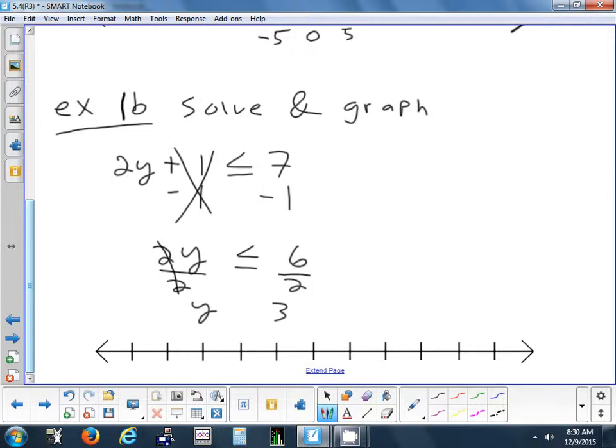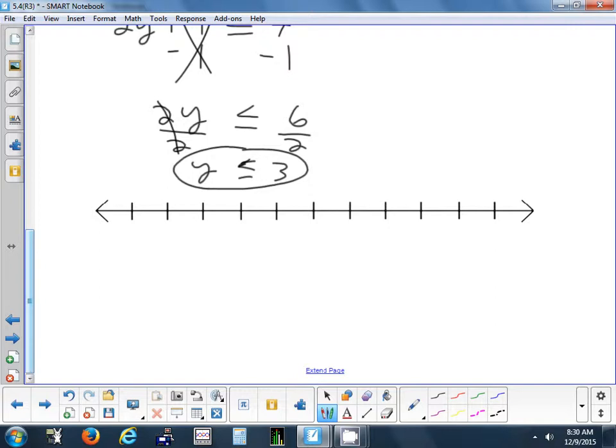And look at what I divided by. Victor, should I flip the sign? No. Divided by a positive number. Okay, so that's the solve part. Okay, we got y by itself. And let's make our number line. Okay, why don't somebody tell me how I should do my number line?